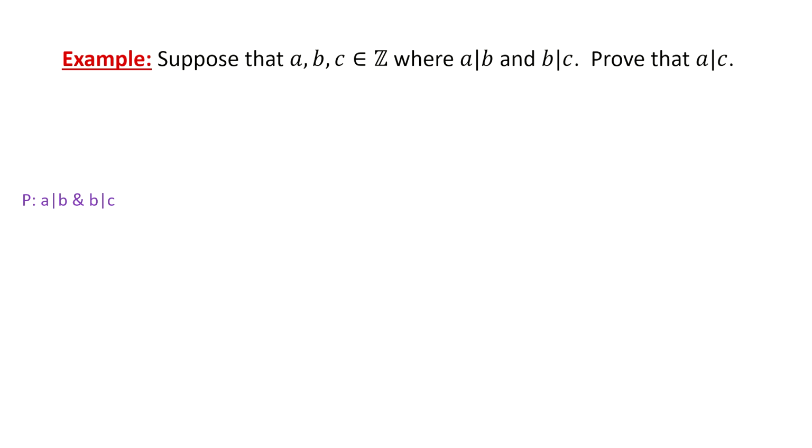So here we're again looking at the format of if p, then q. Where we want to end is we want to show that a is a factor of c, or a divides c. In this situation, there's nothing preventing us from doing a direct method proof, so we'll just go ahead and do a direct method proof here. So let's put this all together.